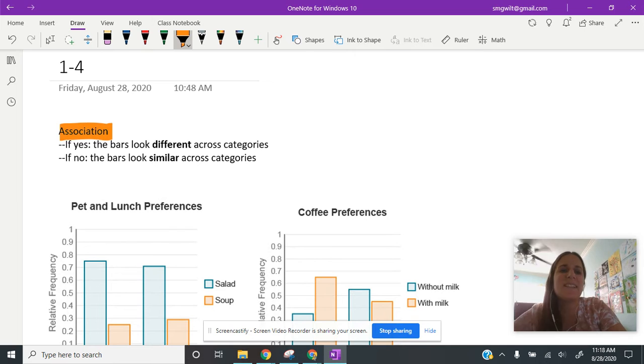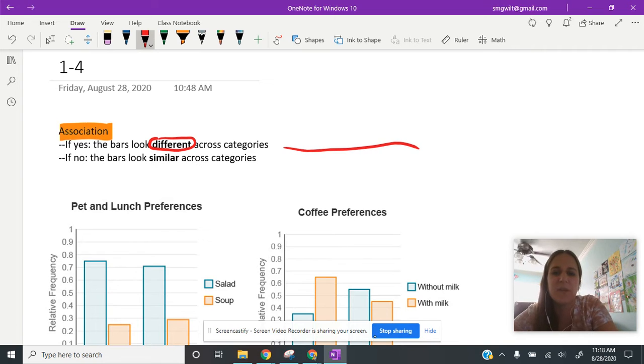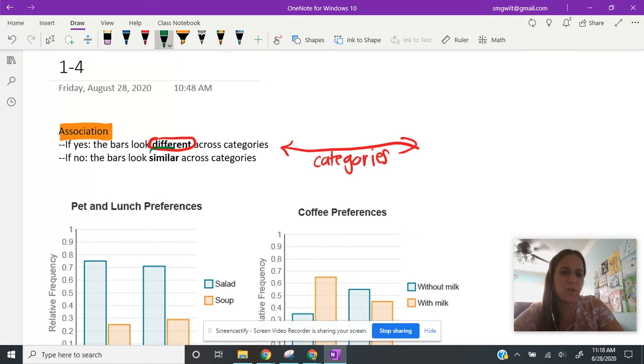So ultimately, they're asking you if there's an association. And when it's yes, that's because the bars look different across categories. So remember that the categories appear on the bottom of the graph. If it's no, then the bars look similar. Notice I'm not saying the same, they look similar. They're close to where I can't find an association.